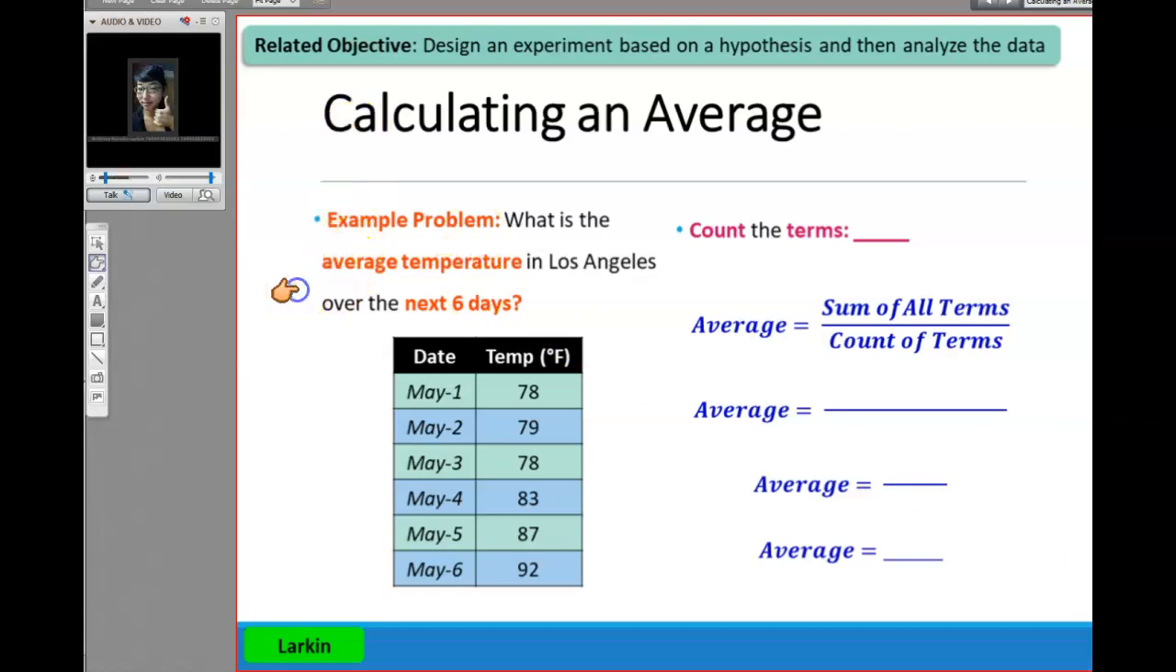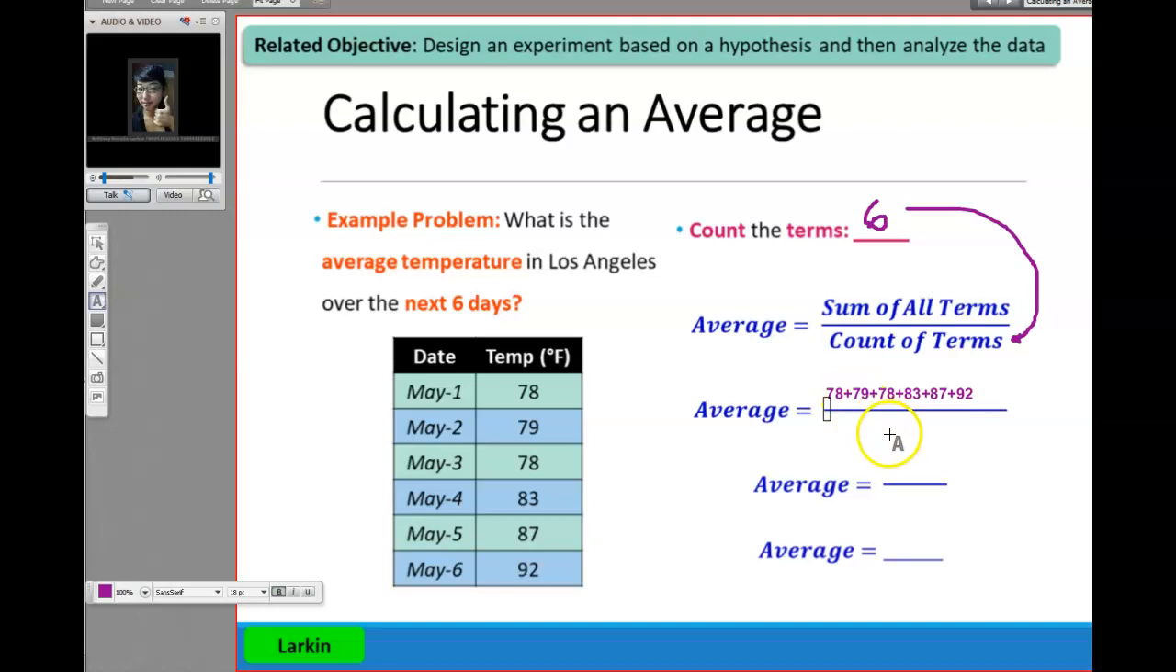So what is the average temperature in Los Angeles over the next 6 days? I took all the temperatures. First off, we need to count how many terms there are. How many numbers do you see here? Not what the numbers are, but how many of them. Yes, there are 6 numbers. That's what we mean by the count of terms, and that's what's going to go on the bottom. Now for the sum of the terms, we're going to add all those numbers together: 78 plus 79 plus 78 plus 83 plus 87 plus 92. And then we're going to divide it by the count, which again was 6 terms.